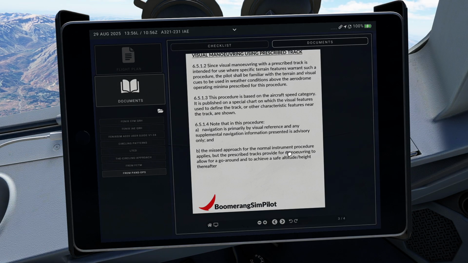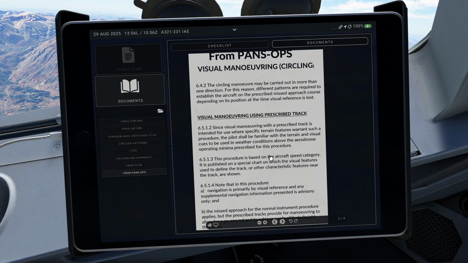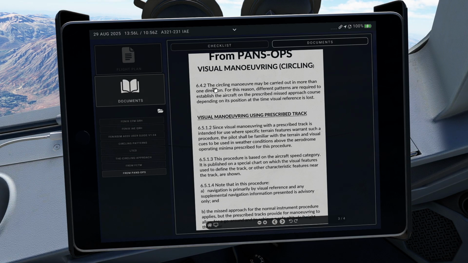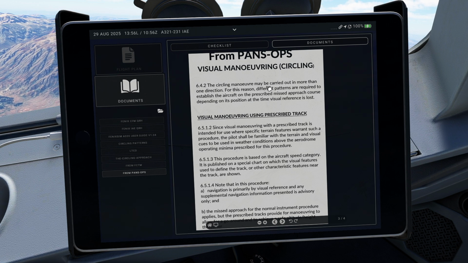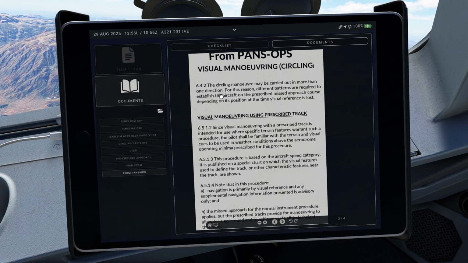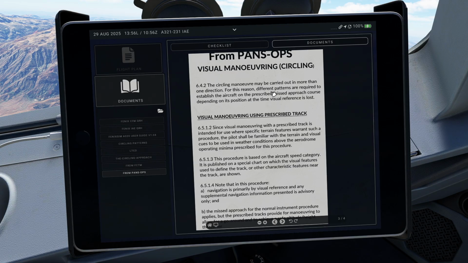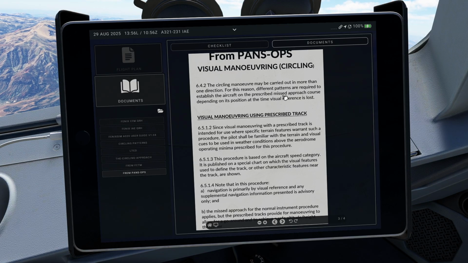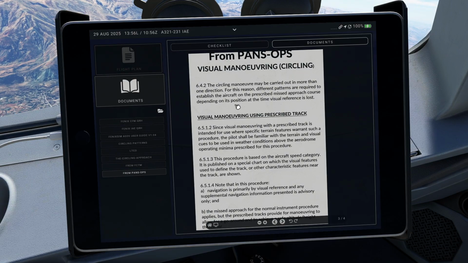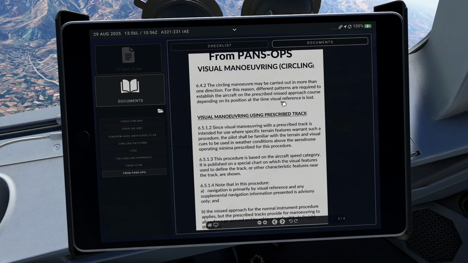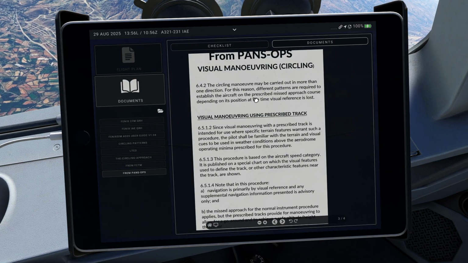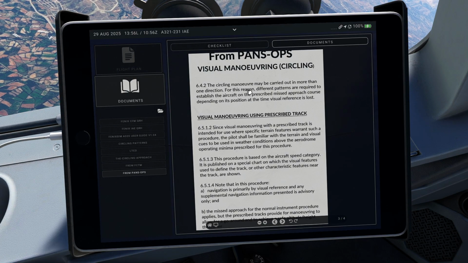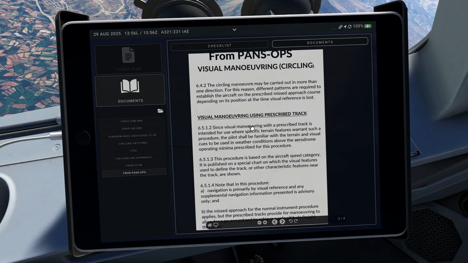Going to the third page, and also the last item for the missed approach: the circling maneuver may be carried out in more than one direction. For this reason, different patterns are required to establish the aircraft on the prescribed missed approach course depending on its position at the time visual reference is lost. Don't worry about it. We will cover it, and I will explain more in depth about this paragraph later.